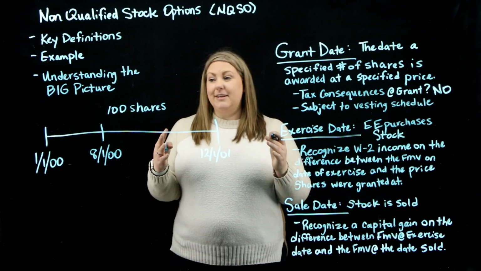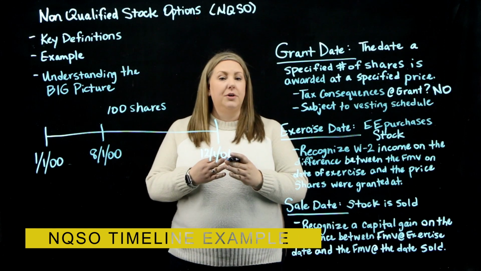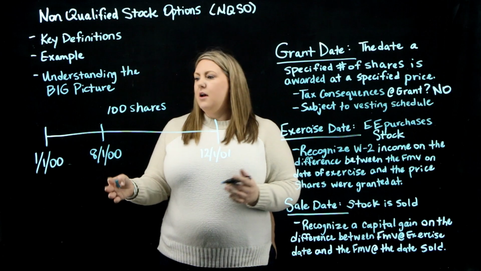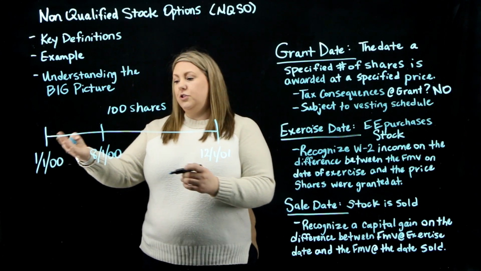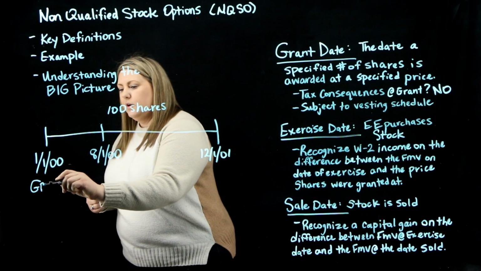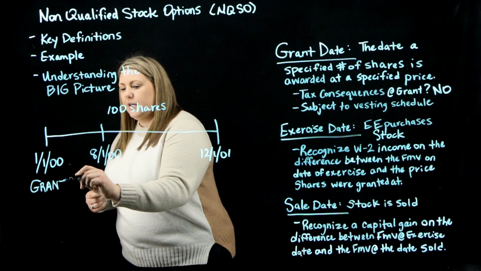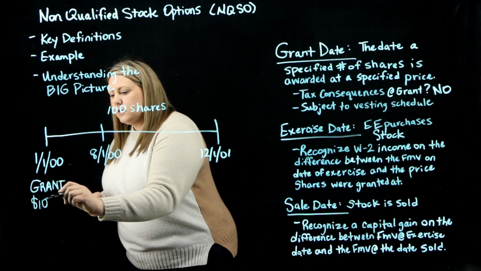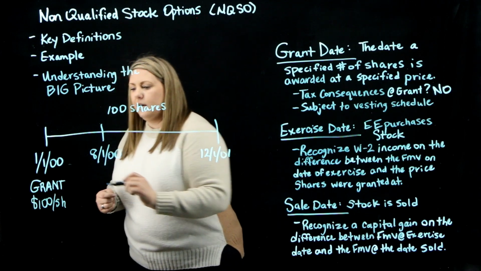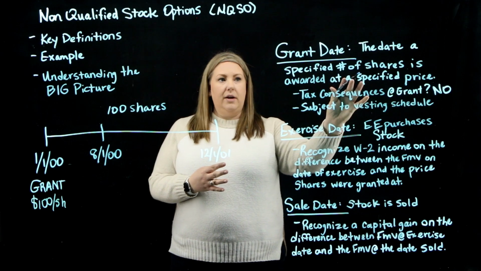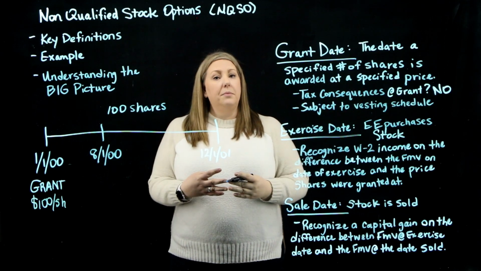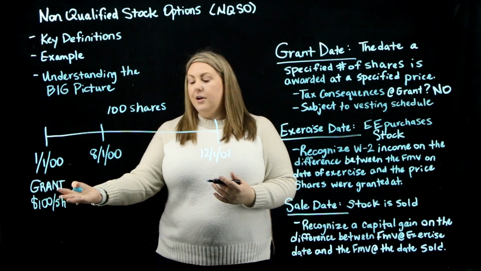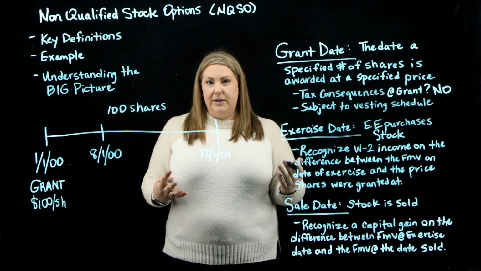All right, I've got an example, a timeline, so we can actually walk through what these definitions mean in real life when they're happening. So let's assume on January 1st, your company grants you 100 shares of their company stock. So I've got 100 shares, and we're going to assume that this is granted to you at $100 per share. So remember, this grant date is just simply your company saying, great job, we're awarding you 100 shares at $100 per share at some point in the future.